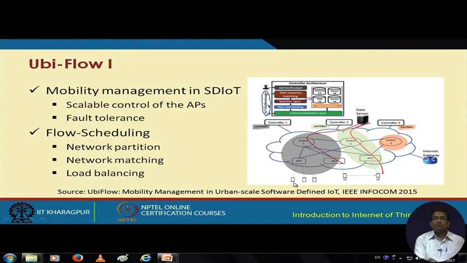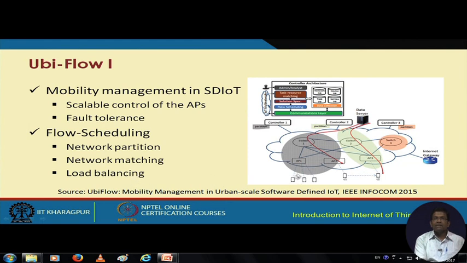So, let us say that this particular mobile device receives a particular packet. Then what is it going to do? It is going to execute this network matching algorithm. The network matching algorithm is going to check which of these network partitions should handle this particular packet. Then it will be sent to that particular partition for further handling, and load balancing basically takes care of it. So how the network matching and load balancing will be done together.